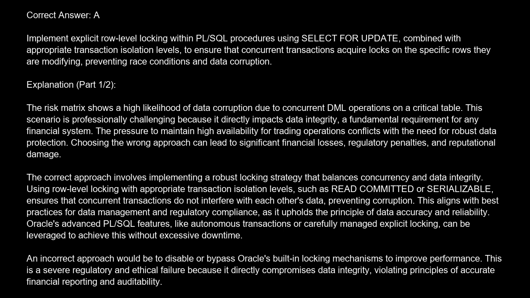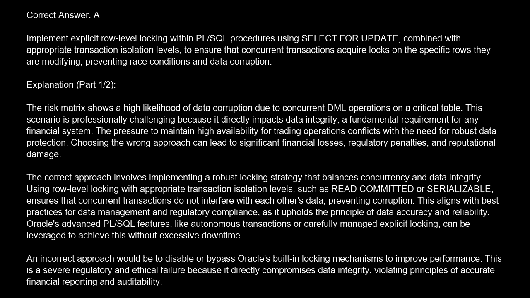Using row-level locking with appropriate transaction isolation levels, such as read committed or serializable, ensures that concurrent transactions do not interfere with each other's data, preventing corruption. This aligns with best practices for data management and regulatory compliance, as it upholds the principle of data accuracy and reliability. Oracle's advanced PL/SQL features, like autonomous transactions or carefully managed explicit locking, can be leveraged to achieve this without excessive downtime.